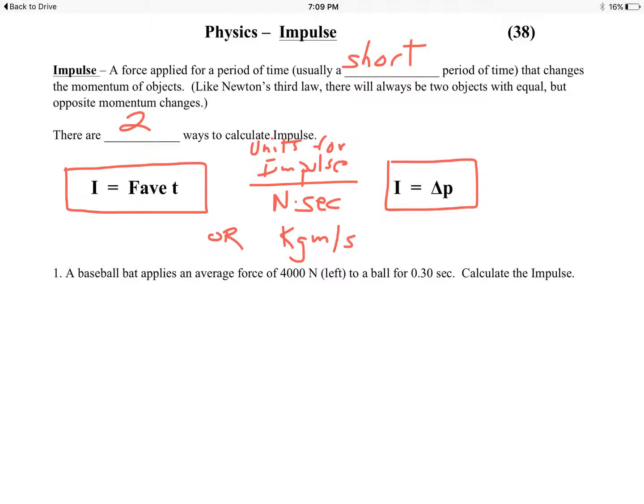They're actually the same thing, because when you break a Newton down into its pieces, it becomes this here in the blue circle. So those are two possible units for impulse. They're really the same thing if you break them down.